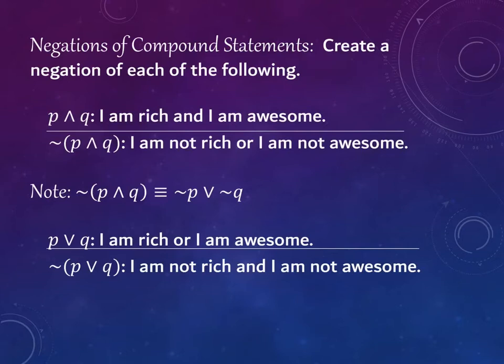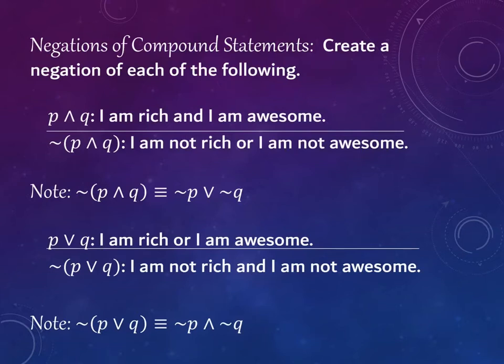Because if either one of them were actually still true, like if I were rich or if I were awesome, then I would actually still have the original statement being true. I have to negate both pieces at the same time to have an or statement be false. So the notation again for that would have the tilde on the outside of the P or Q notation. And again, what we did individually is we negated the P, we negated the Q, and we changed the or to an and.